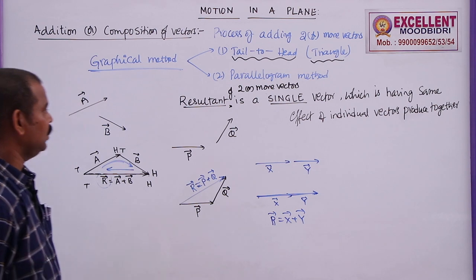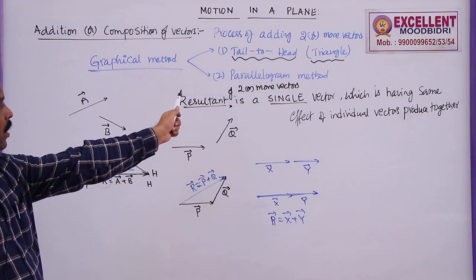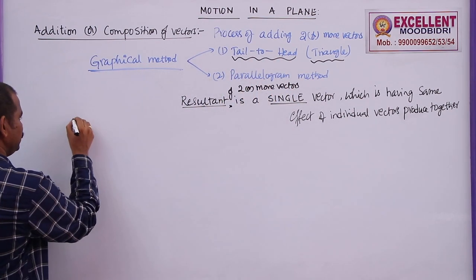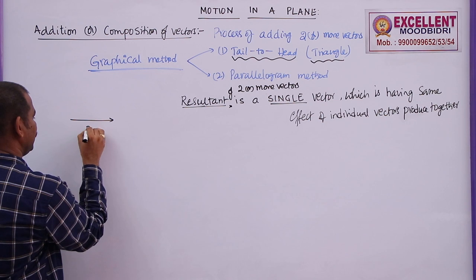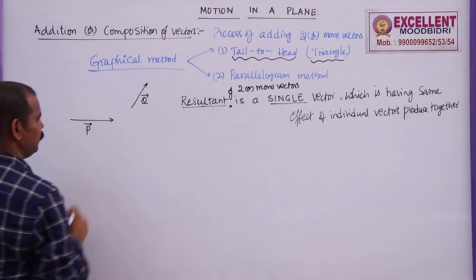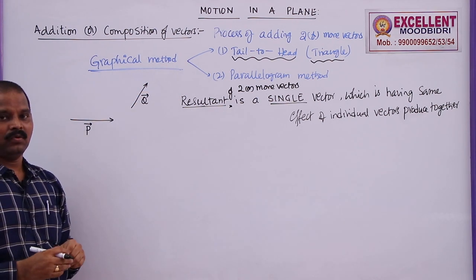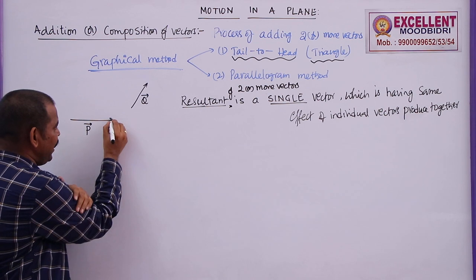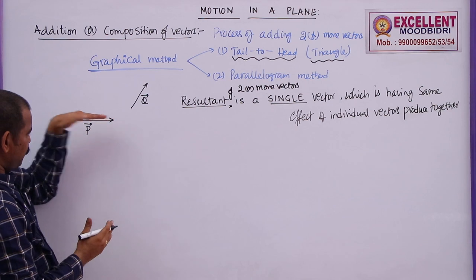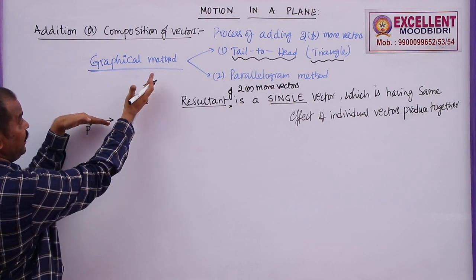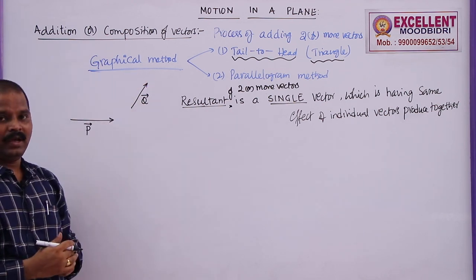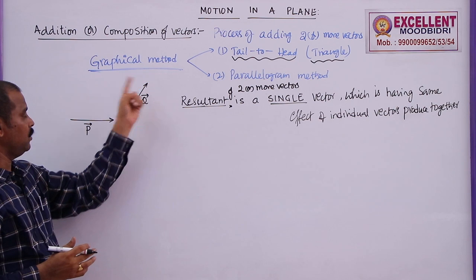Then, what is the other method? That is the parallelogram method. In the parallelogram method, let us say there are two vectors. Let me take this as P bar and one more vector acting like this, Q bar. In the triangle method, what we did was join the head of the first vector with the tail of the second vector. We kept this vector here, brought the second vector and displaced it in the same direction without changing the direction. I just joined the head and tail, that is, the tail of the first vector with the head of the last vector.